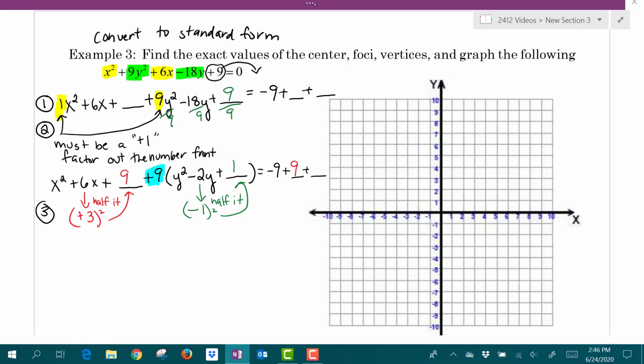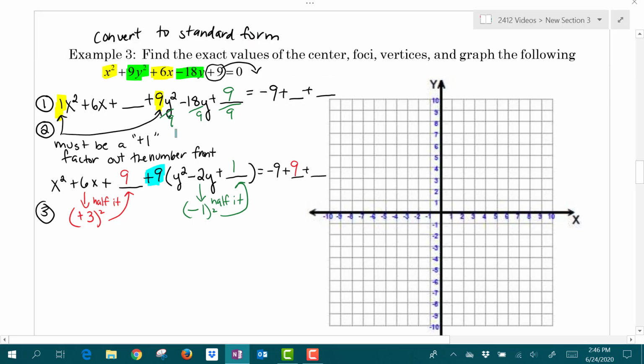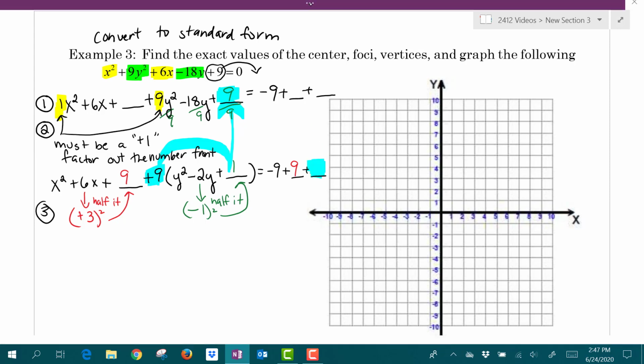So what we're actually going to consider is what happens when you take the number that you factored out and multiply it back into the parentheses. We want to say what number would you have sitting in that blank that you didn't have before. So that 9 is actually going to be what we add into both sides.